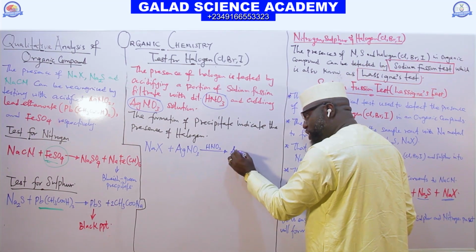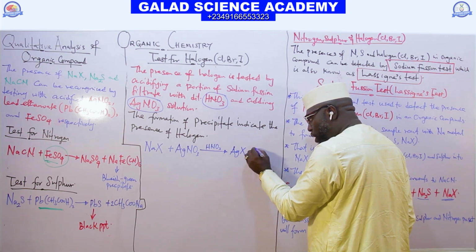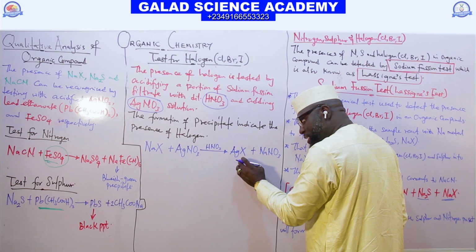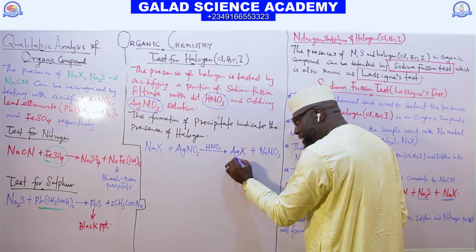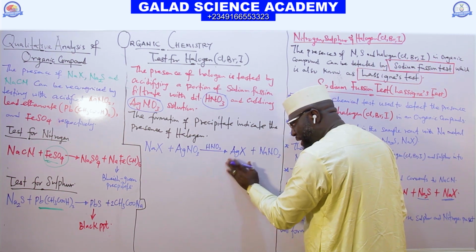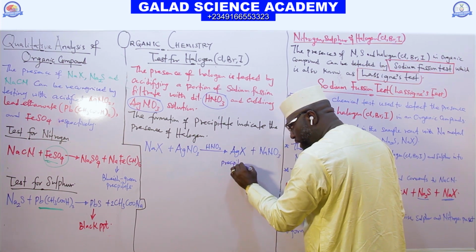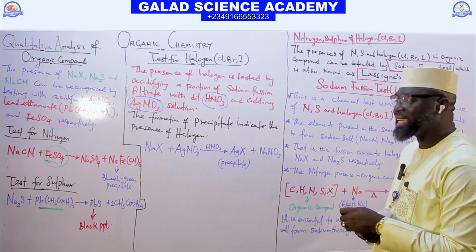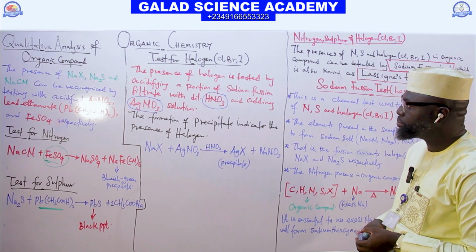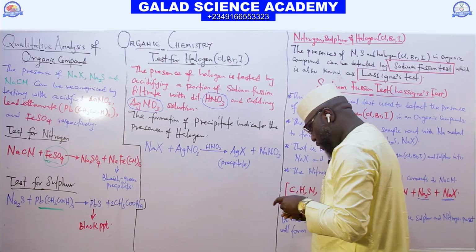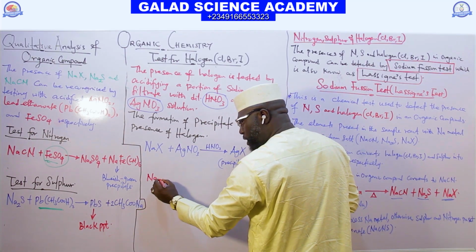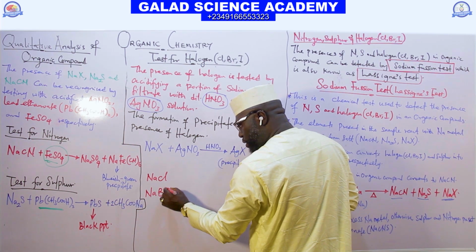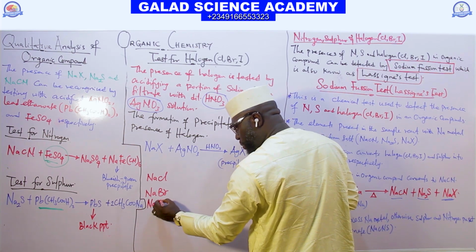And the product here will be AgX plus sodium nitrate. This one will be dissolved, and AgX is a precipitate. This precipitate that is formed will determine the kind of halogen present. Let's take for example, if we have sodium chloride, this X is chlorine, or if this is sodium bromide, it is bromine, or if this is sodium iodide, it is iodine.